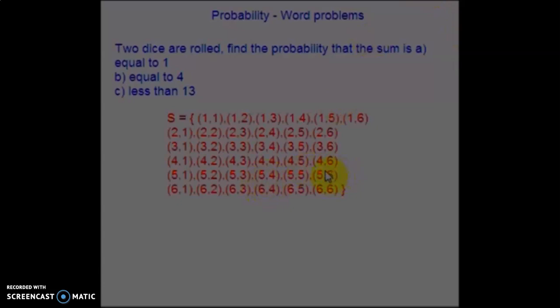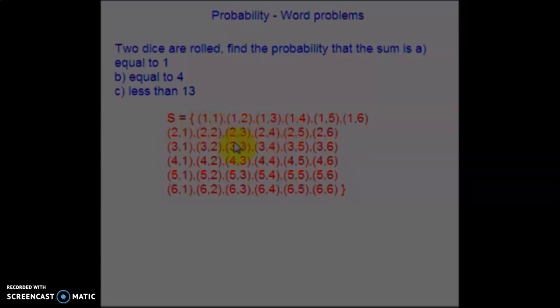So here are the possible outcomes: 1 1, 1 2, 1 3, 1 4, 1 5, 1 6, till 6 6. It shows what is appearing on the first die and what is appearing on the second die, like 1 1, 1 2.